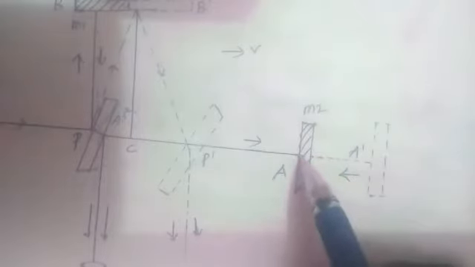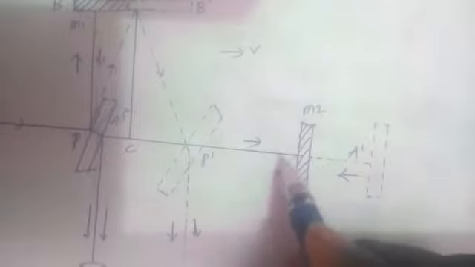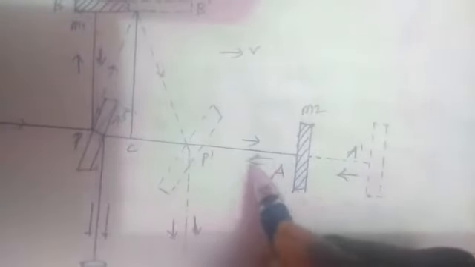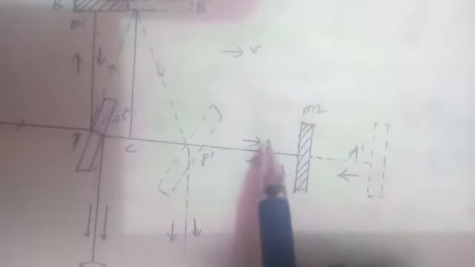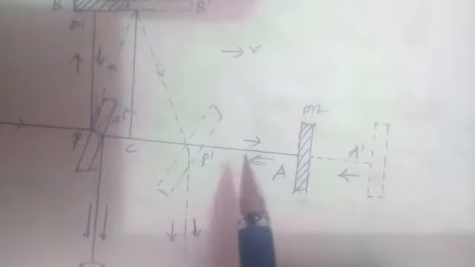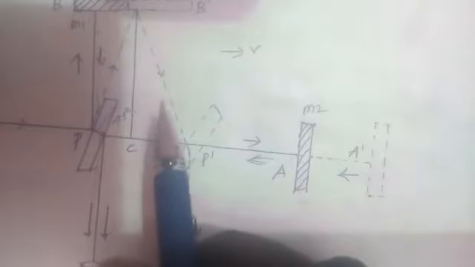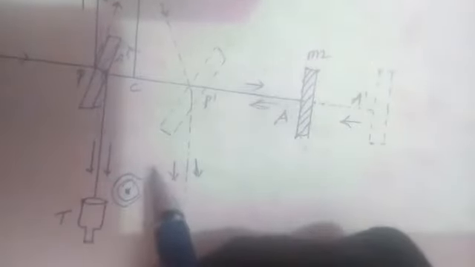It is reflected back to P, and after reflection from the back surface of P, it enters the telescope T. The two reflected beams interfere, and the interference fringes are viewed with the help of the telescope T.